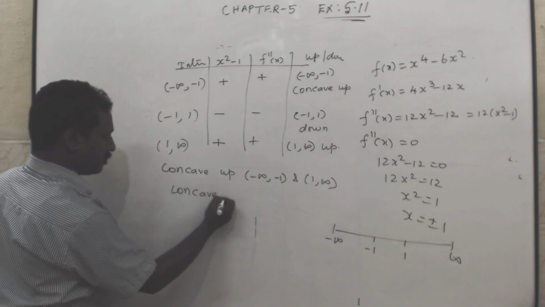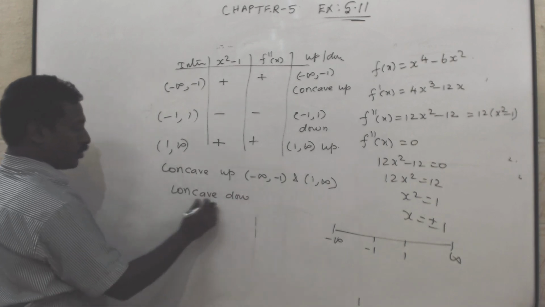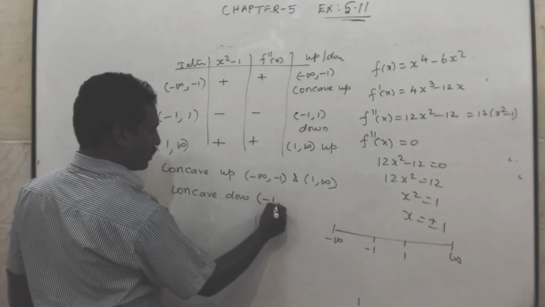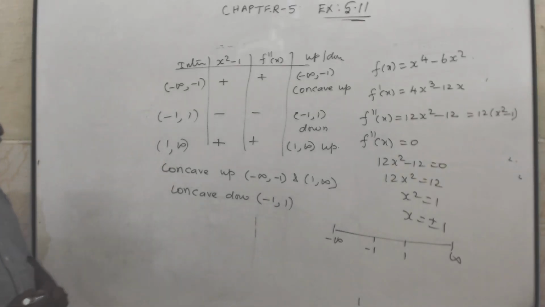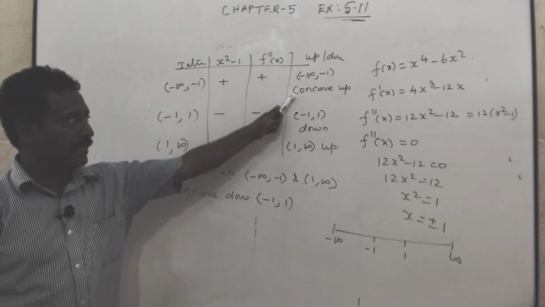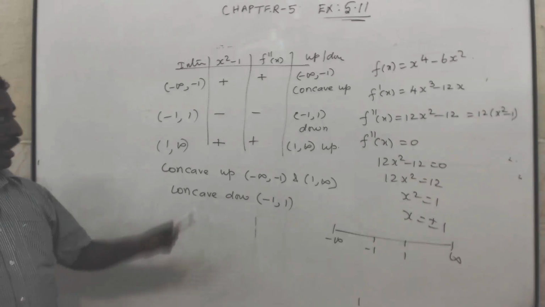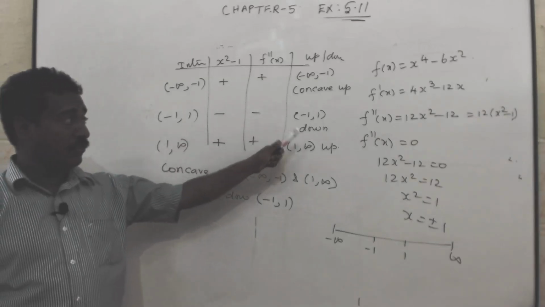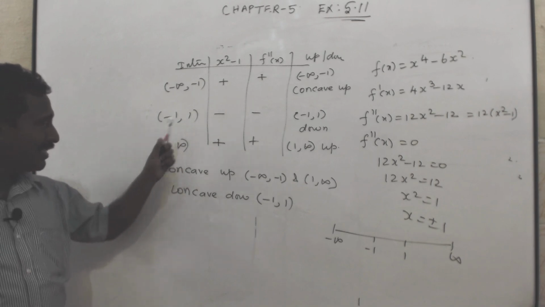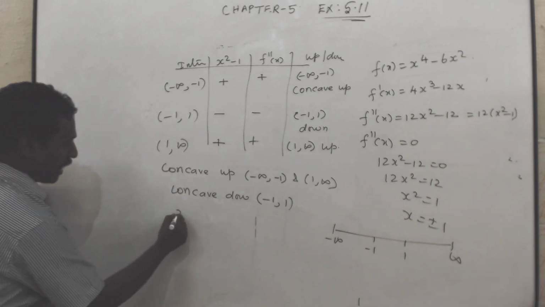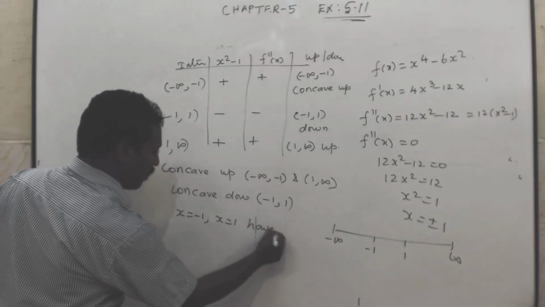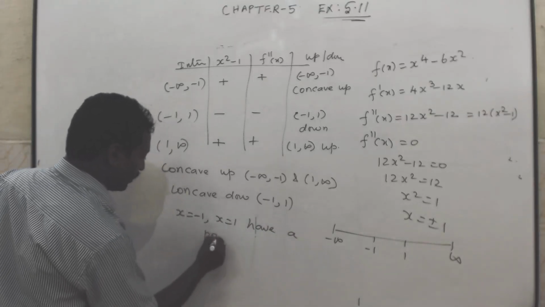Concave down, minus 1 comma 1. Therefore, at x is equal to minus 1, the curve changes from concave up to concave down. At x is equal to 1, concave down to concave up. Therefore, x is equal to minus 1 and plus 1 have a point of inflection.